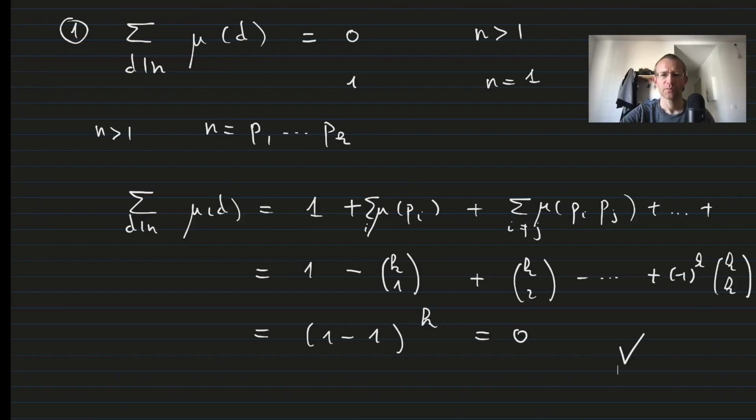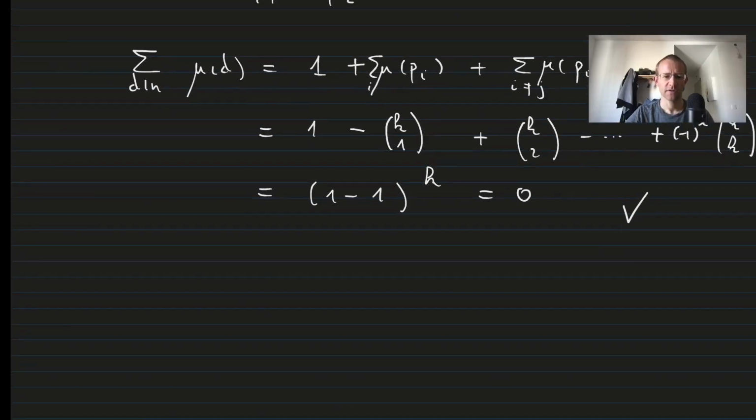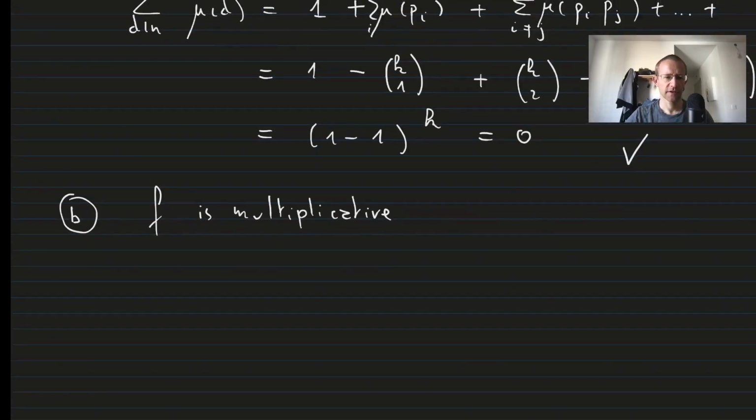Now we're going to reprove this in a different way. For that, we're going to use a different property, which we'll prove first. So suppose f is multiplicative, so a multiplicative arithmetic function. Then if we define g as g of n is the sum over the divisors of n of f of d, then g is multiplicative.